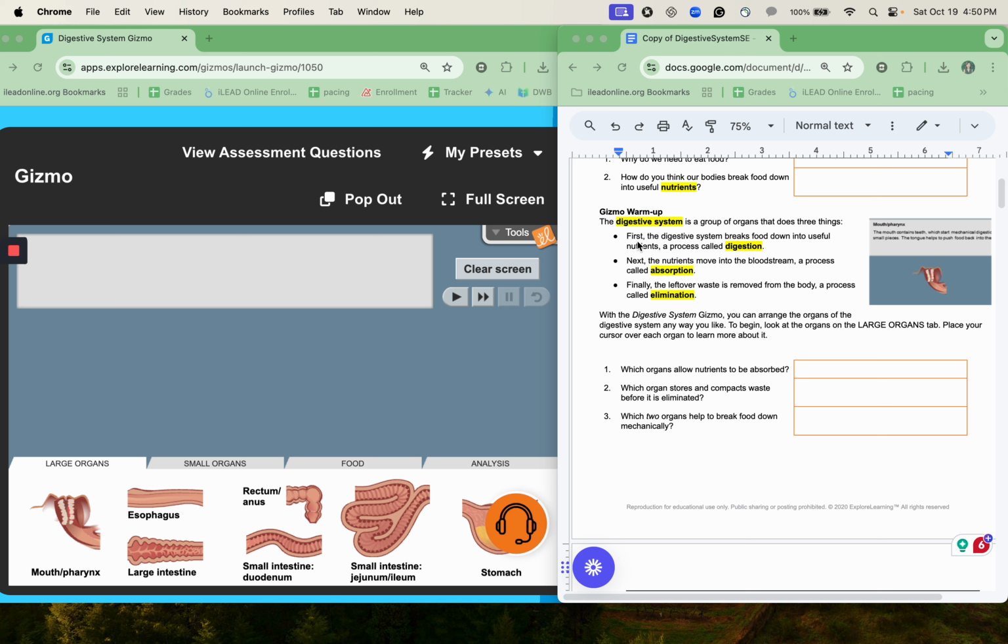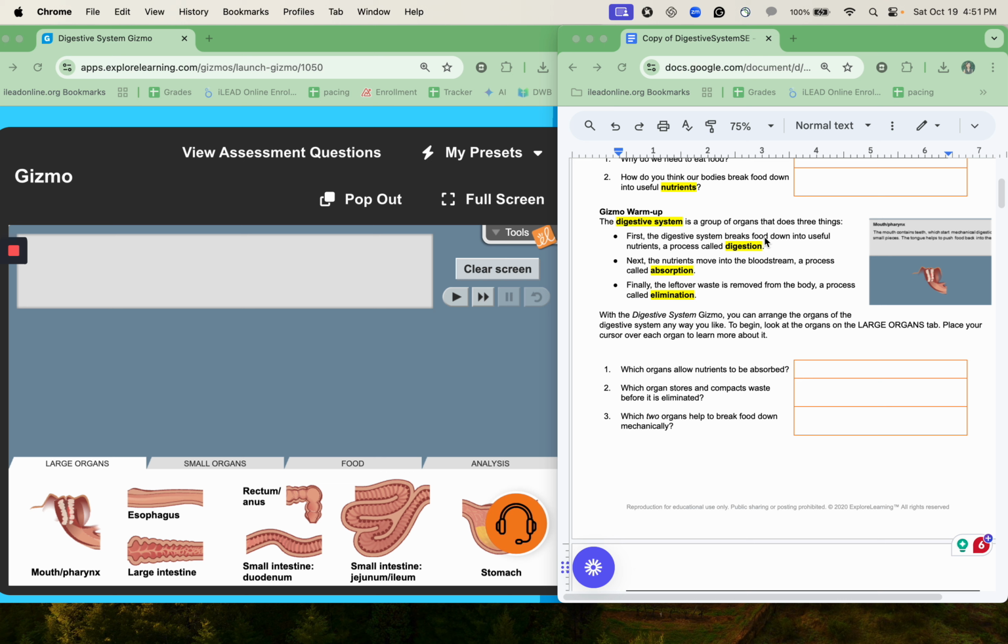Okay, and it's telling us the digestive system does three things. It breaks down food into useful nutrients, and the nutrients move into the bloodstream, which we call absorption, and then it gets rid of the waste that's not used, and that's elimination. So give you a moment to digest that into your brain.